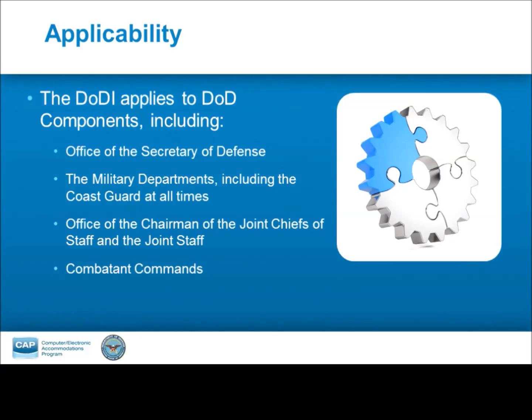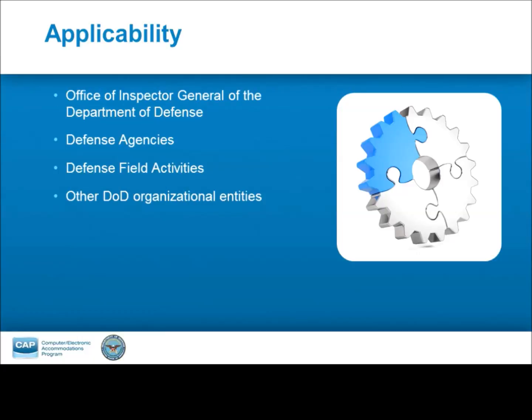DoDI 6025.22 applies to the Office of the Secretary of Defense, the military departments, including the Coast Guard at all times, Office of the Chairman of the Joint Chiefs of Staff and the Joint Staff, combatant commands, the Office of the Inspector General of the Department of Defense, defense agencies, defense field activities, and other DoD organizational entities. This group is collectively referred to as DoD components.